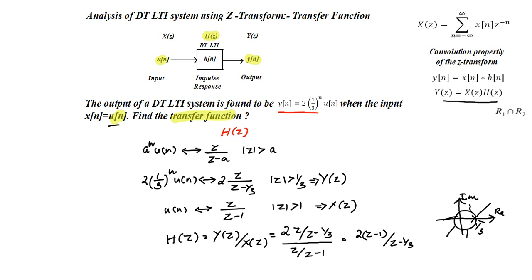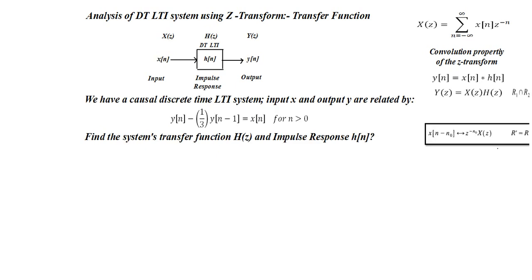Now we will do another question. Again we need to find the transfer function H(z) and the impulse response h(n). That means we need to find H(z) and h(n). You can read the question: we have a causal discrete time LTI system. Input x and output y are related by the relation, so a difference equation is given.